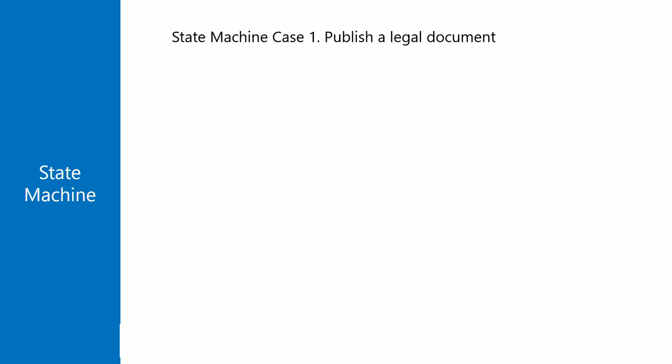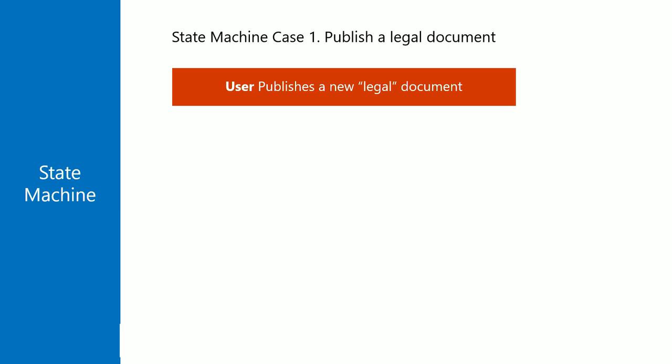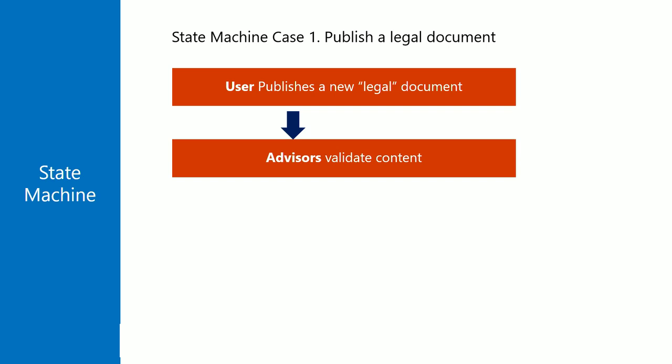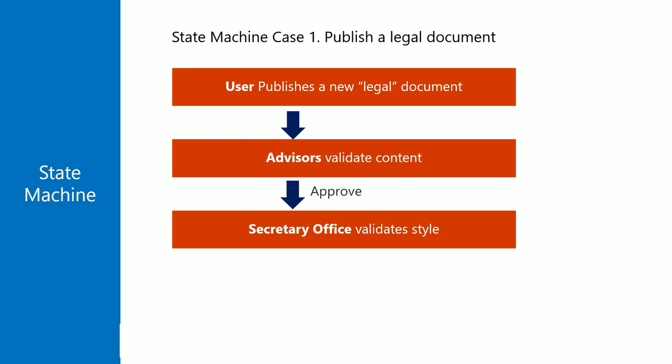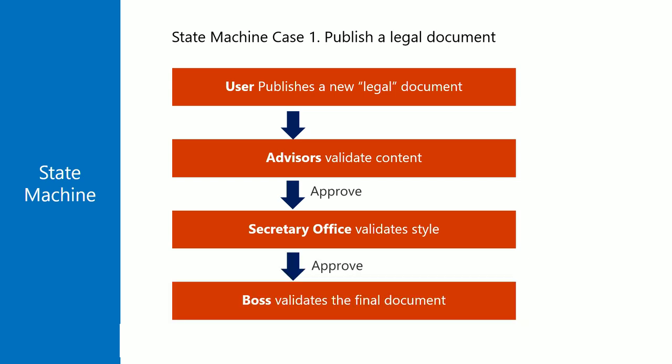Okay, state machine. Let me explain what a state machine is and how you need to deal with that. Two business cases. They are very old business cases. First, we have a user that publishes a legal document somewhere on the internet. This document will have to go through different approvals. So he published the document, and then it needs to be approved by a group of people called advisors. If it's approved, then it will go to a group of people called the secretary office that will approve the style, for instance. And then we have the big boss that will validate the final document, and then the document can be visible to the outside world.